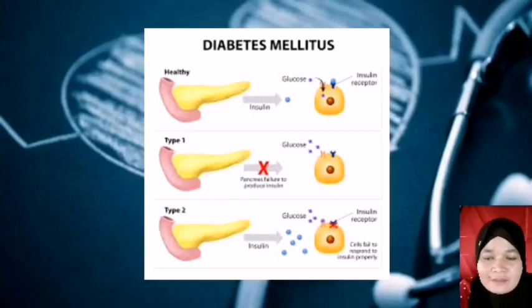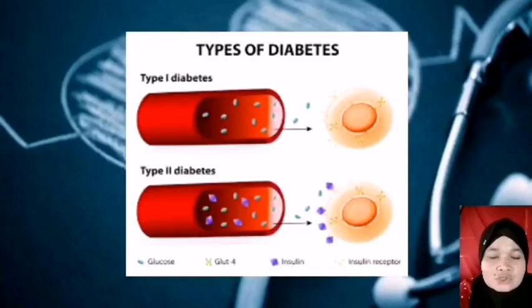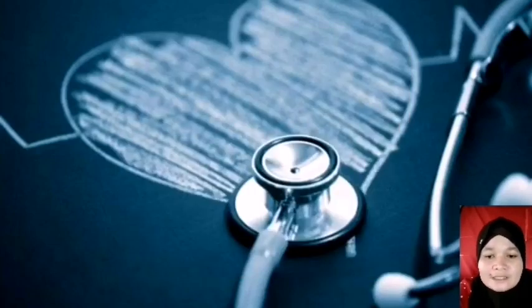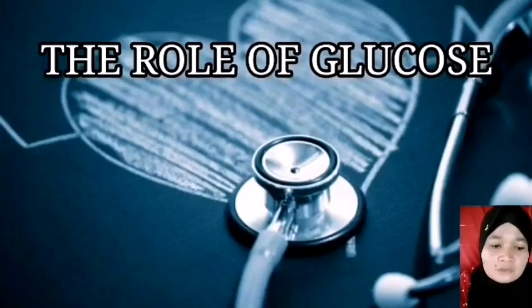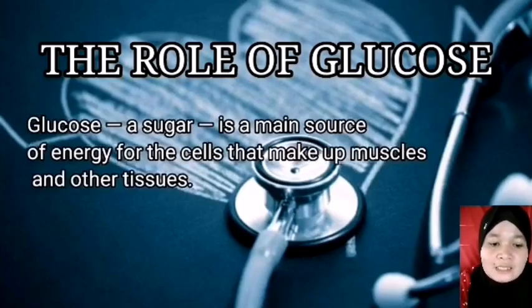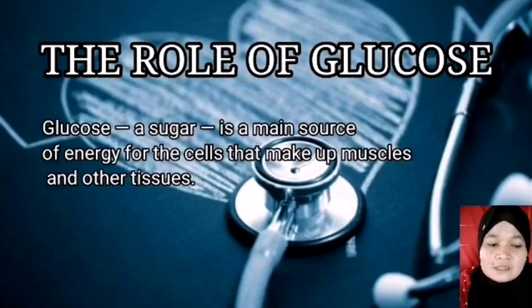After digesting a meal, our bodies take the carbohydrates from our food and convert them into glucose, which travels through our bloodstream into our cells. Our cells then use the glucose as fuel to power everything they do. So, the role of glucose. Glucose, a sugar, is a main source of energy for the cells that make up muscles and other tissues.